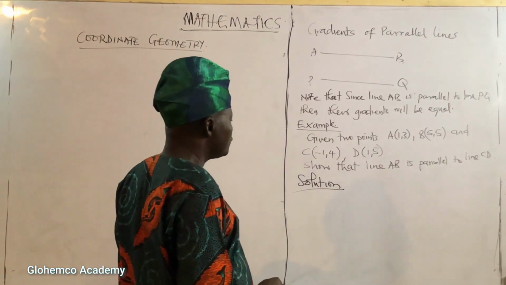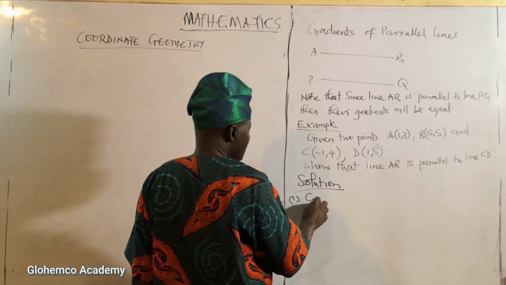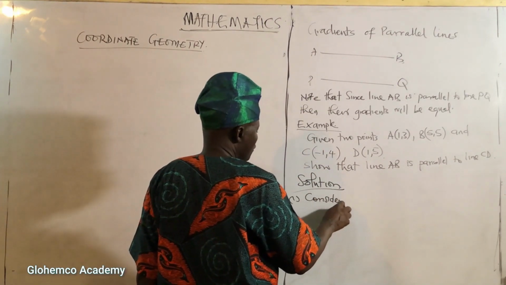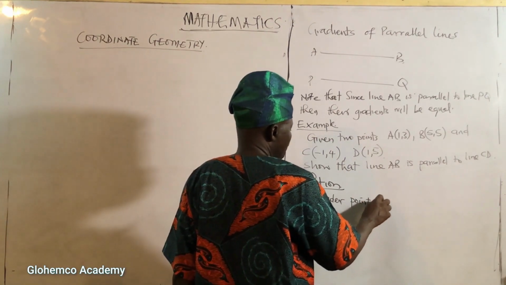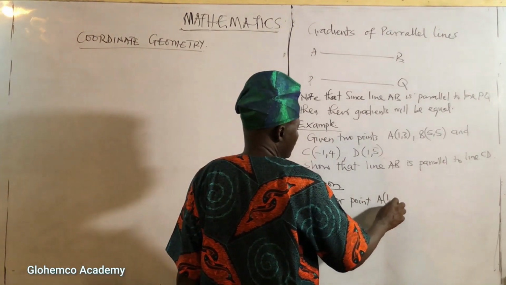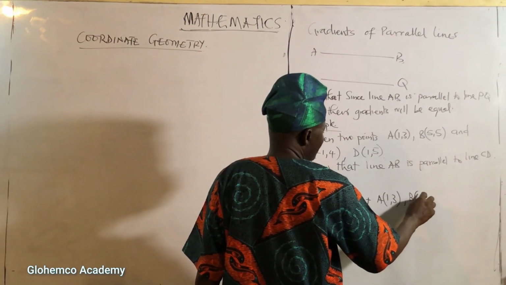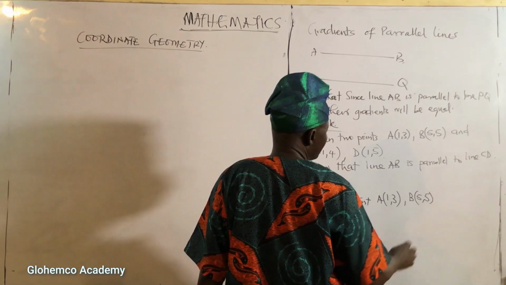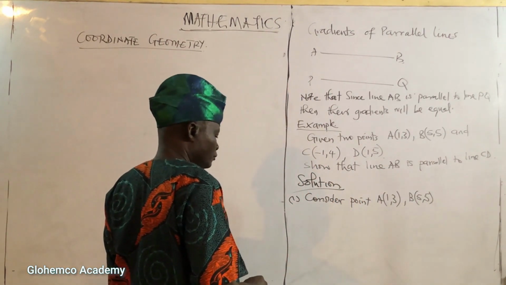Now, how do we solve this? We talk of 2 points. The first one, consider point A, which is (1, 3), and B, (5, 5). We want to consider those 2 points.